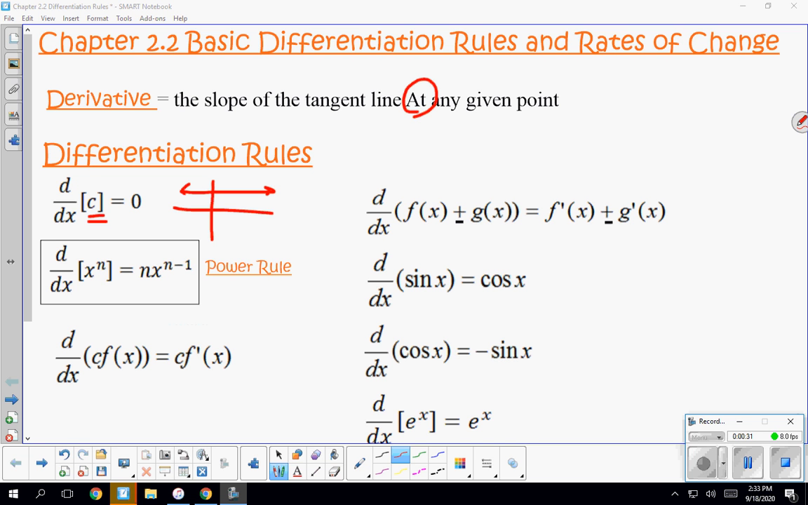The power rule is the big one. So this is the one we're going to use all the time. This is what we call the shortcut. So we take our exponent, we bring it out front. That's why there's an n there. X stays the same. And then we take that exponent and we subtract 1 from it.